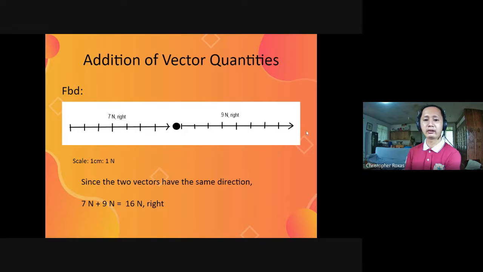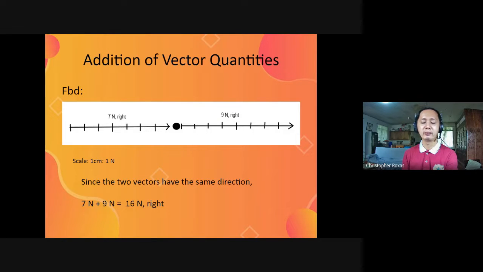So the first two examples, they are quite simple. In the first example, the two forces are opposite in direction, so magka-cancel lang sila. Yung opposite direction negative, yung another direction positive. Dito naman sa second example, same direction, so mag-a-add lang sila. And we will encounter more complicated situations in adding vectors.